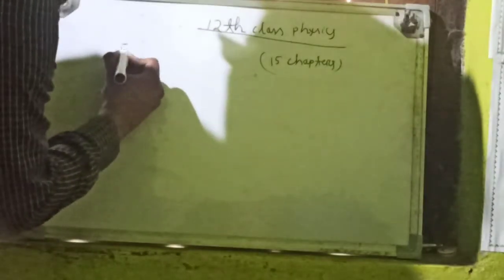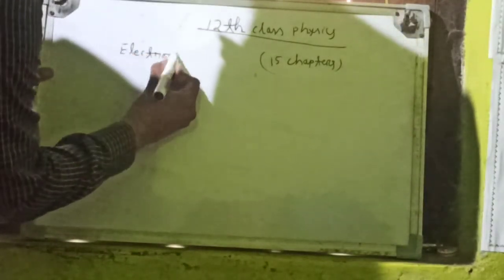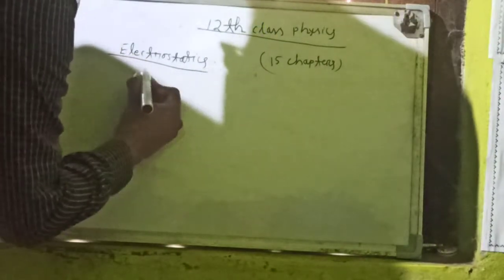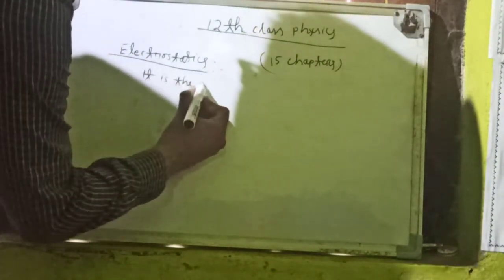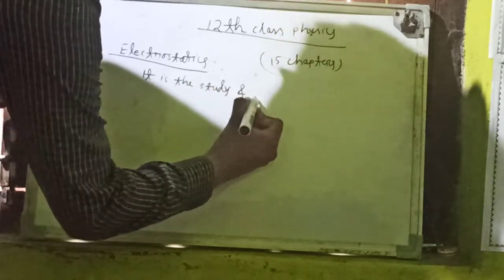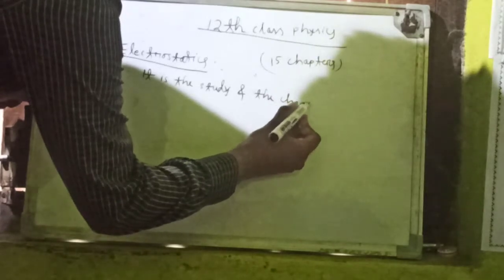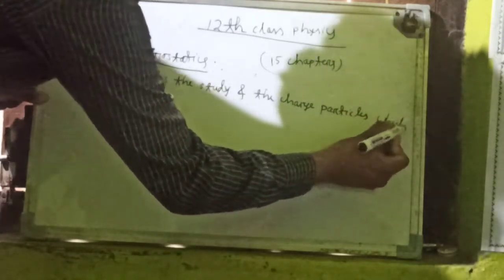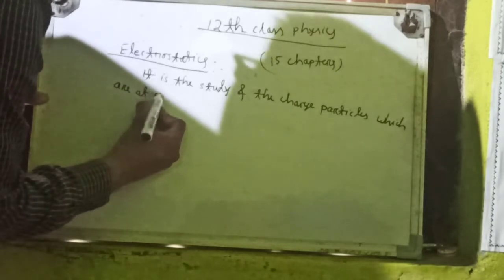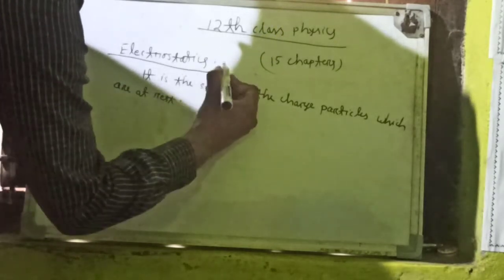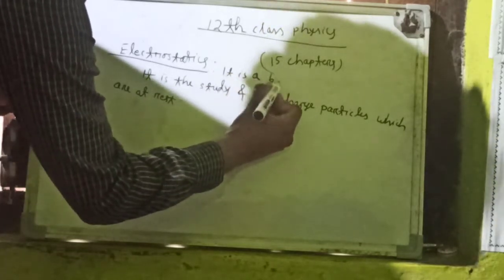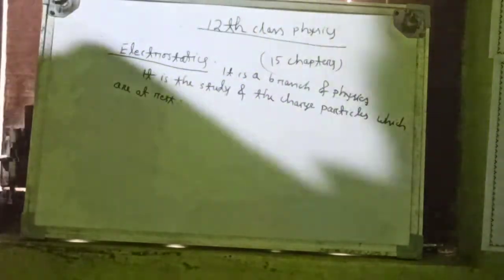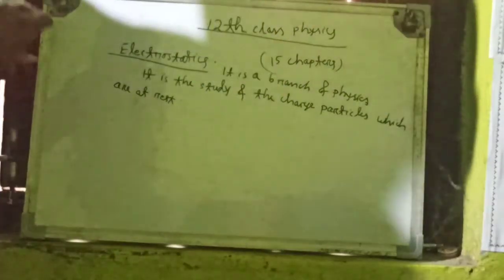So electrostatics. What do you mean by electrostatics? It is the study of charged particles which are at rest. So obviously it is a branch of physics. We study the charged particles which are at rest.